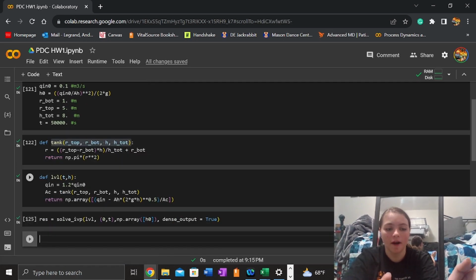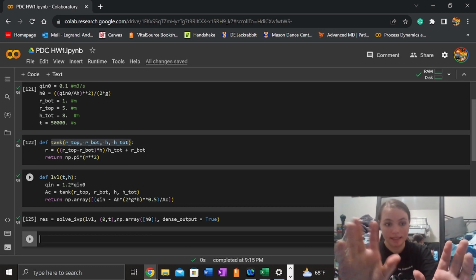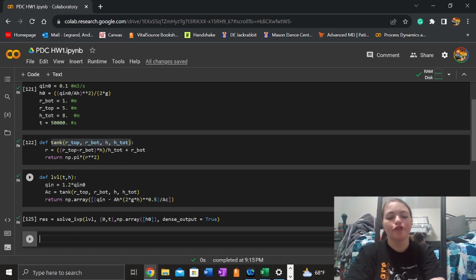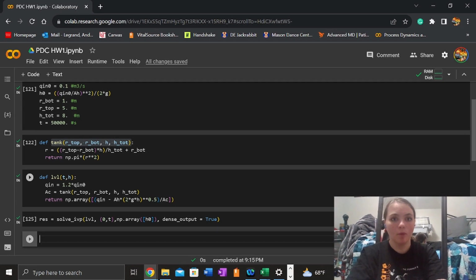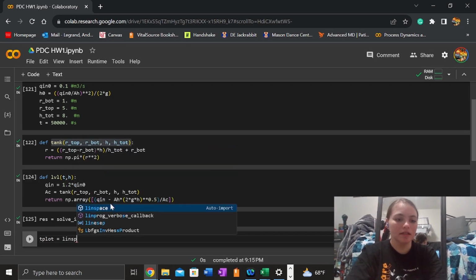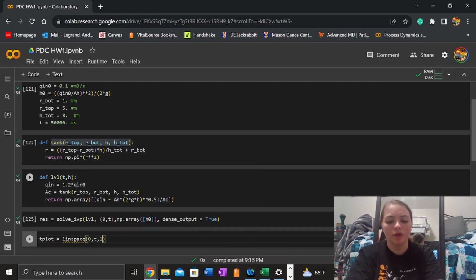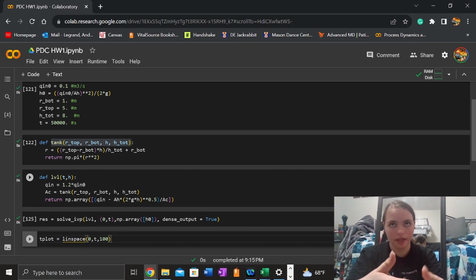Cool. All right. So now that we have that, we have to get ready to make our plot. So we have to set up what our T plot's going to look like. So I'm going to call that T plot. And that is linspace times, we're going to go 0, we're going to run it T times, so that's our 5,000. And then we're going to go about 100 gaps. So like it's going to go through by hundreds.